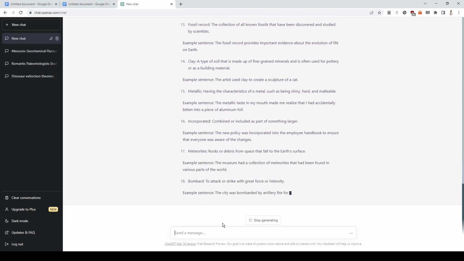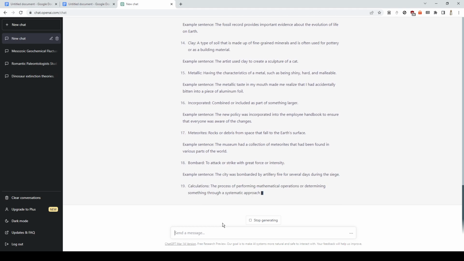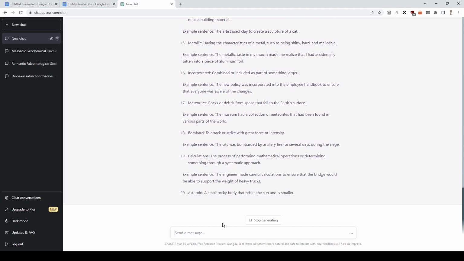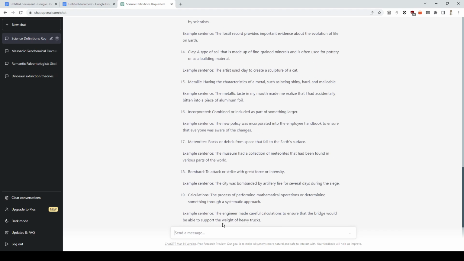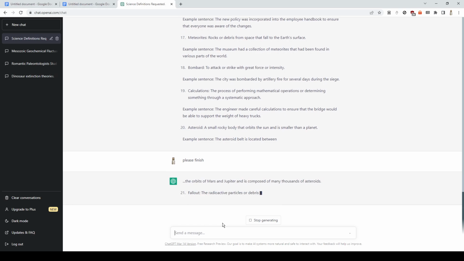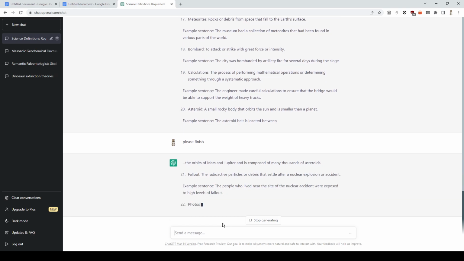Meteorites, incorporated, metallic, clay, calculations, asteroid. And you'll notice it has an output limit. I think it stops after like 8,000 characters. So you want to say, please finish after it stops so you can get the rest of the words. And it just picks up where it left off.